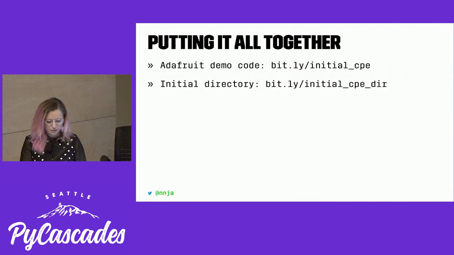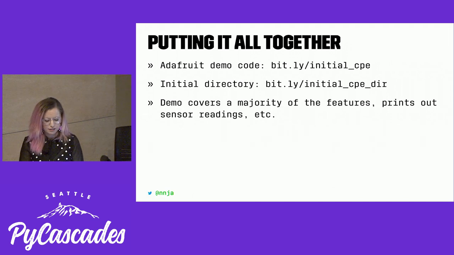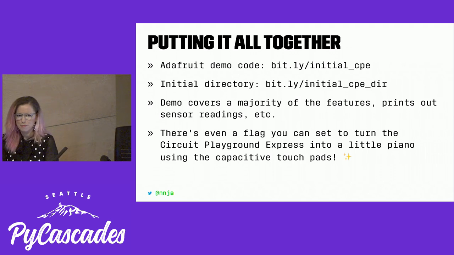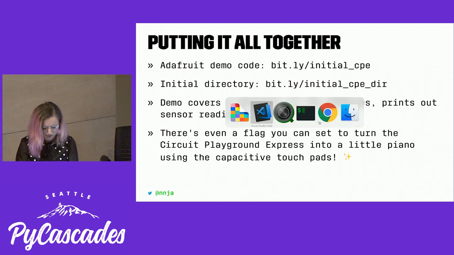So putting it all together, there's Adafruit demo code. I posted the code that came with my Circuit Playground Express that did have Python on it. There's an initial directory link there as well that has all the library files. The demo covers the majority of the features, and it prints out sensor readings, et cetera. It might be a little bit out of date, but there's even a flag set, so you can turn on the Playground Express and turn it into a little piano using the capacitive touch pads. And I brought that with me.